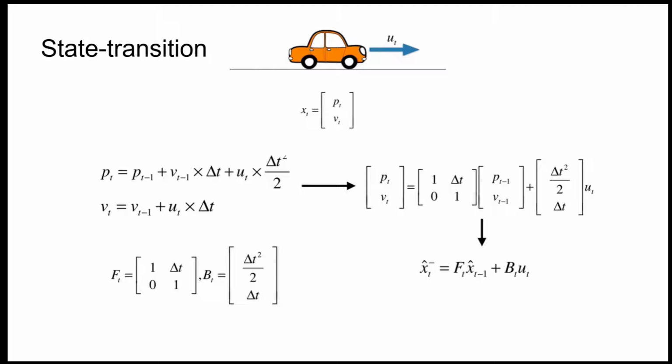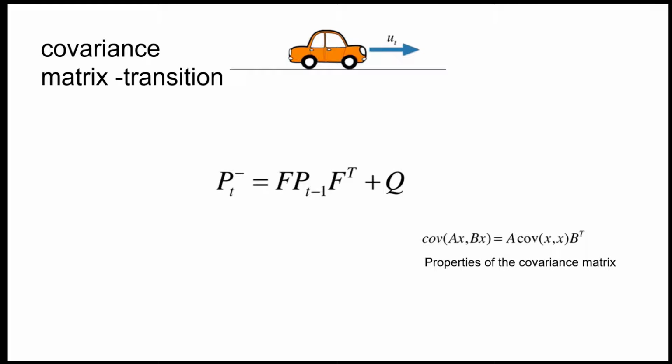But we know that all predictions contain noise. The greater the noise, the greater the uncertainty. We use a covariance matrix P to indicate how much uncertainty this prediction brings, and multiply it by the state transition matrix to let this uncertainty pass over time. That is, to infer the covariance of the current moment from the previous moment. This is a property of the covariance matrix.